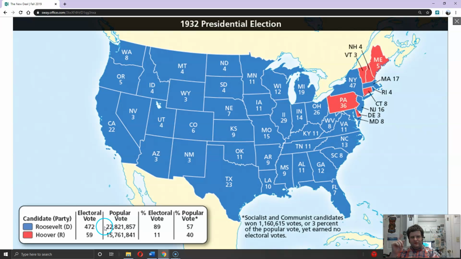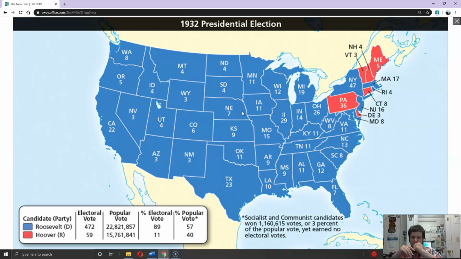It is worth noting, though, so this is considered a landslide victory. The Electoral College clearly chooses Roosevelt over Hoover. However, if you look at the popular vote, it's actually a lot closer than the 89 to 11%. It's a 57 to 40%. And this kind of tells you that while the Electoral College is more decisive in this case, the popular vote is more divided.